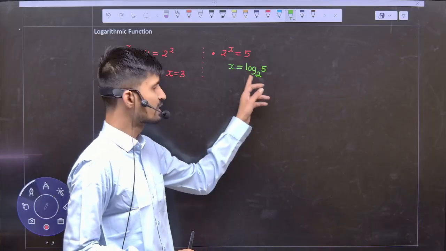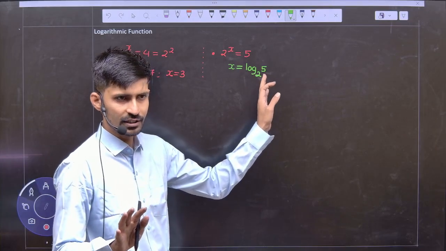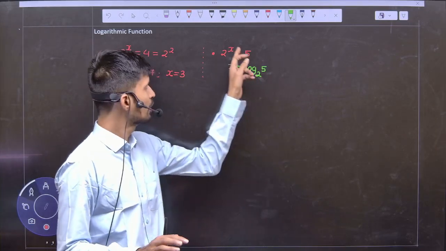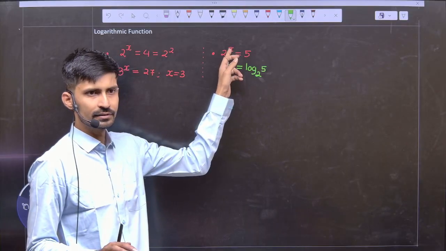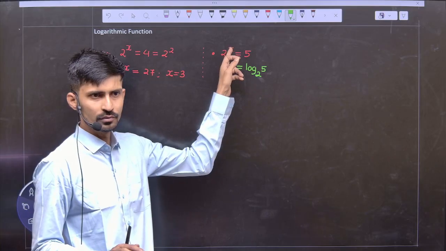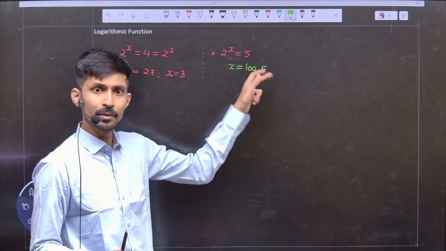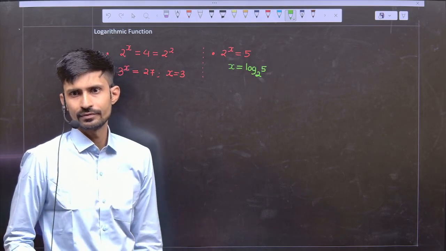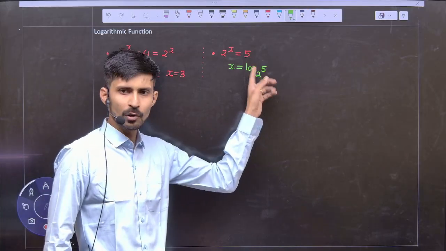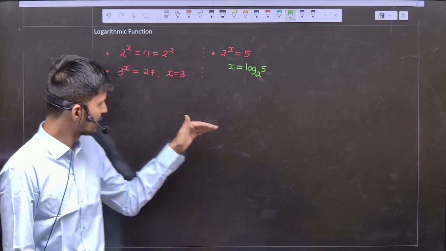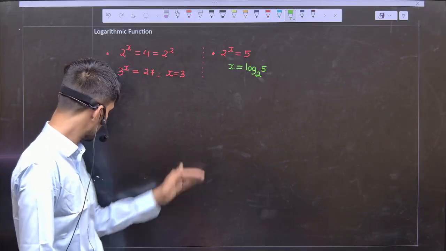And what is this? This is one number which you will put at degree of 2. This 2 raised to that number will become 5. But don't think much about this number. This number we haven't studied. I will tell you everything about this number, how it looks.